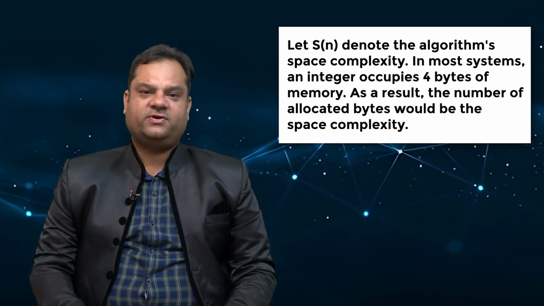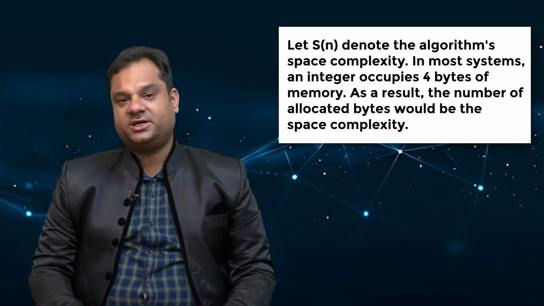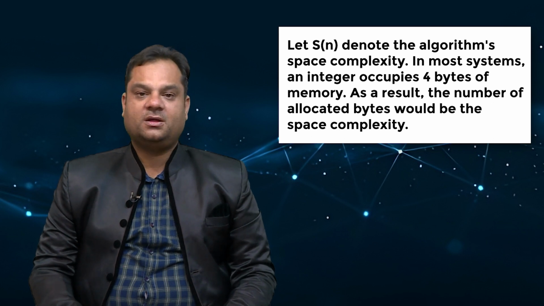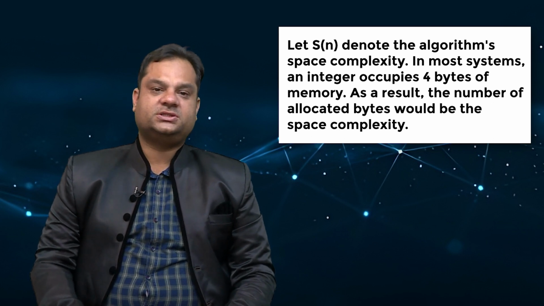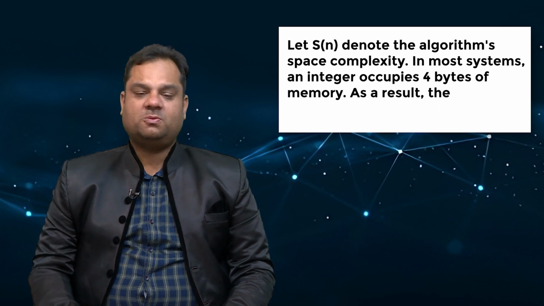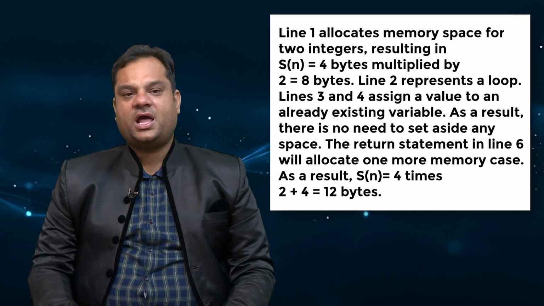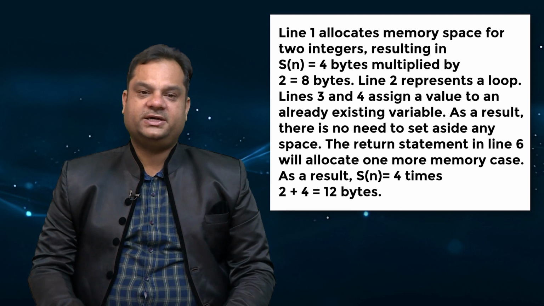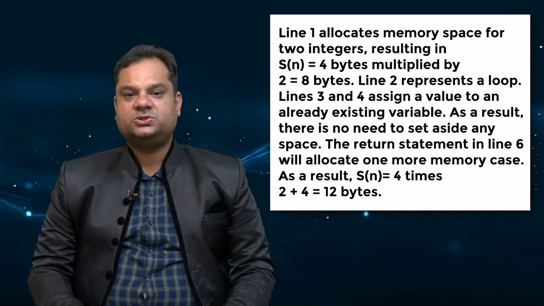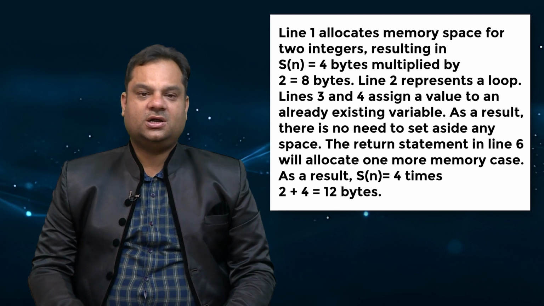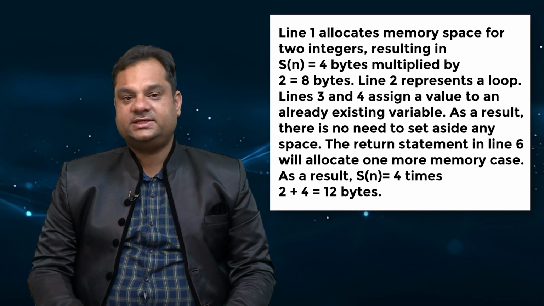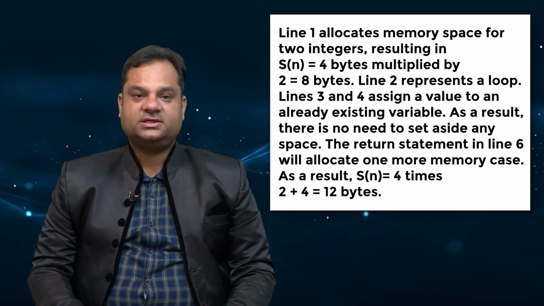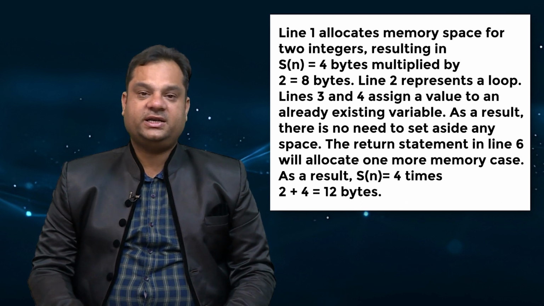Let S(n) denote the algorithm's space complexity. In most systems, an integer occupies 4 bytes of memory. As a result, the number of allocated bytes would be the space complexity. Line 1 allocates memory space for 2 integers, resulting in S(n) equal to 4 bytes multiplied by 2, equal to 8 bytes. Line 2 represents a loop. Lines 3 and 4 assign a value to already existing variables. As a result, there is no need to set aside any space.